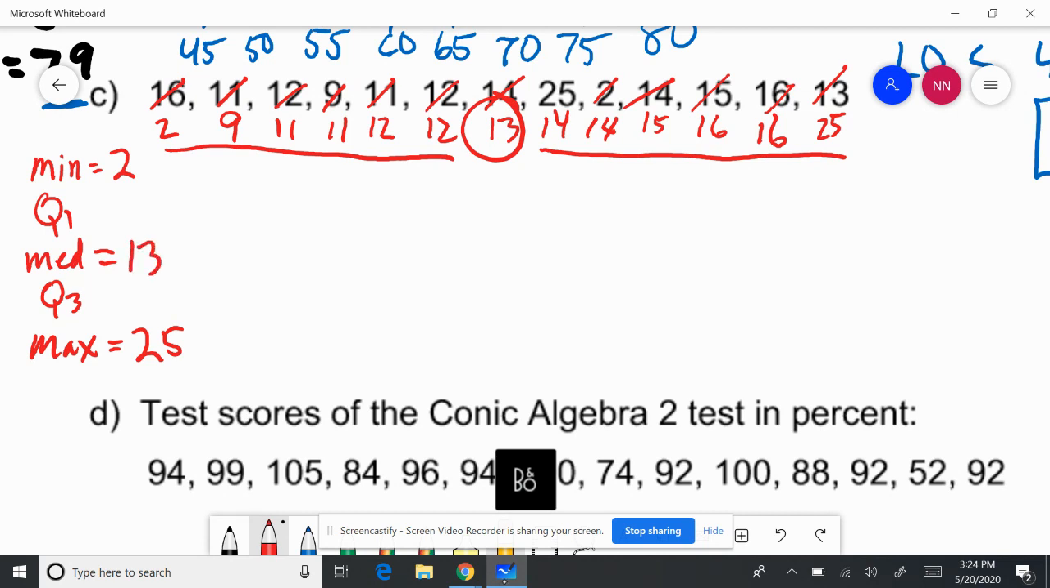Then we're going to find the middle of the first half of the data, which is 11, and the middle of the second half of the data, which is 15.5.